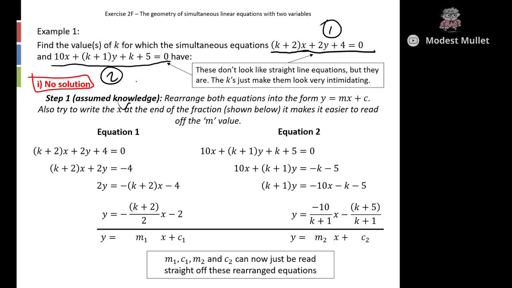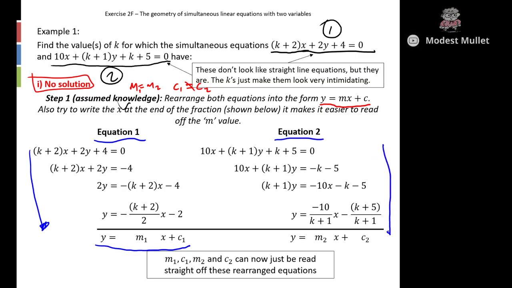For no solution, we need m1 to equal m2. We need them to have the same gradient, but we need the intercepts to not be the same to get no solution. Step 1 in all of these problems is, are they written in standard form, or y equals mx plus c? As we can see, both of them aren't. So working on equation 1, all these steps are just rearranging it so that it looks like y equals mx plus c. Same for equation 2, all these steps are just rearranging it so it looks like y equals mx plus c. And you can see the m and the c if you look carefully.